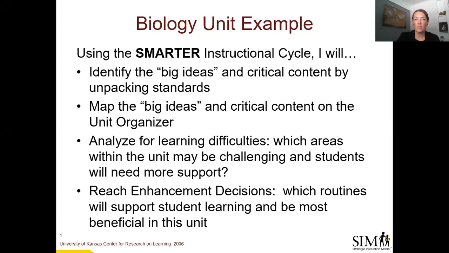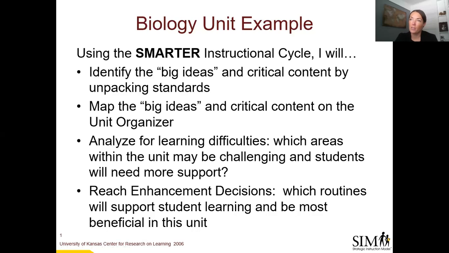On this screen, you'll see here are my outcomes. I'm hoping that by the end of my little video you will see how I use the Smarter Instructional Sequence Cycle to identify big ideas and critical content by unpacking standards, how I then use that critical content and big ideas to map it out on the unit organizer.